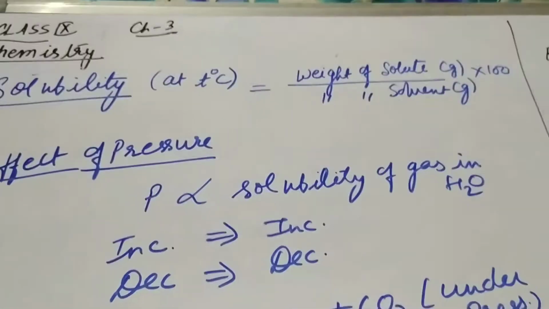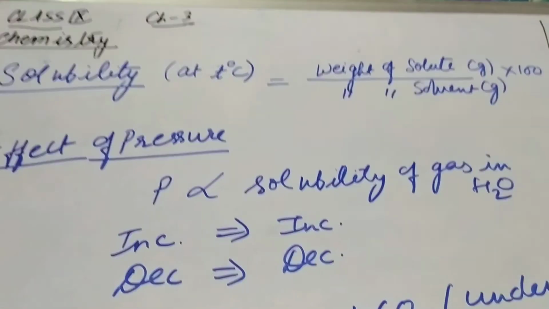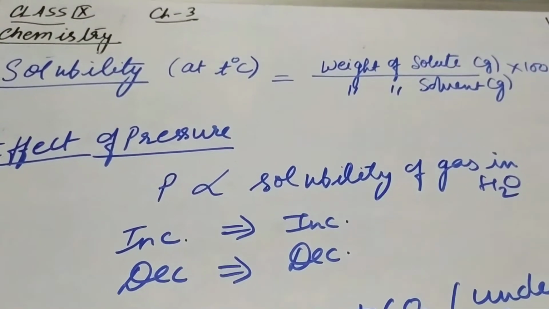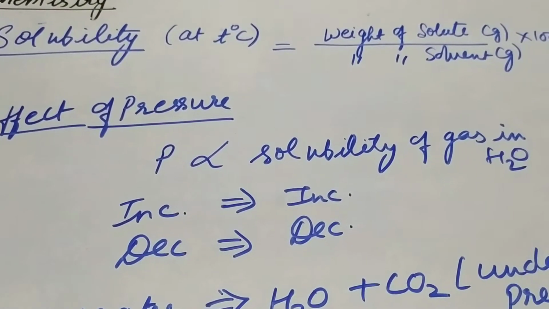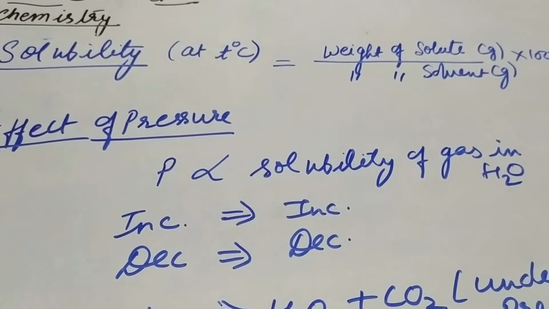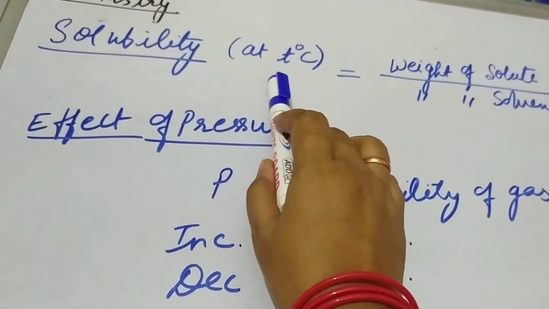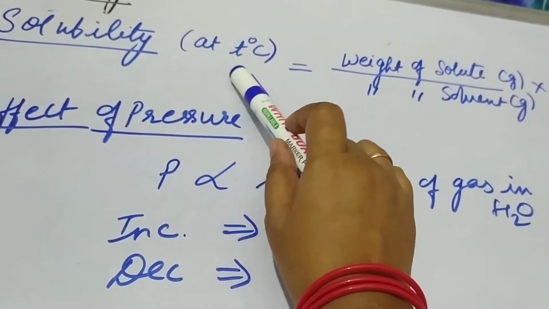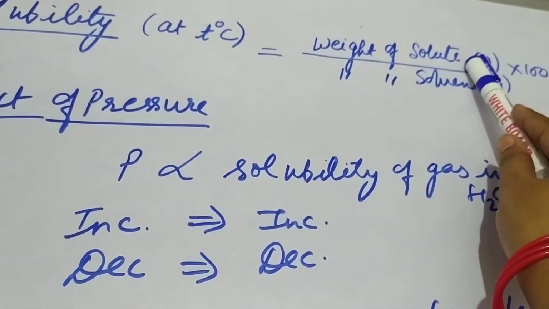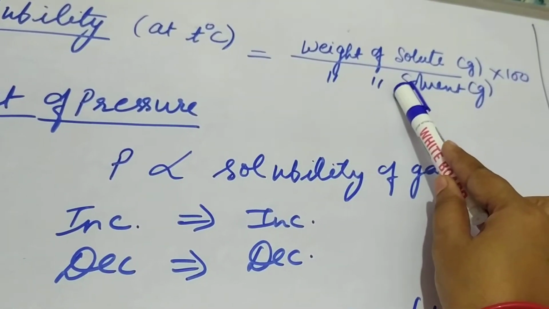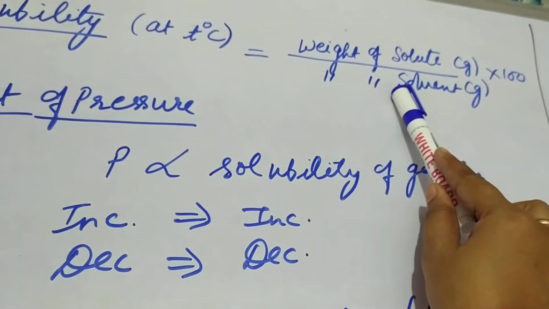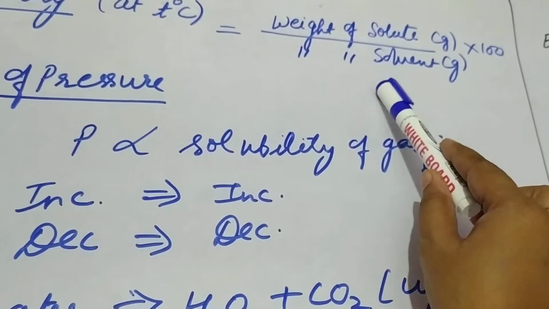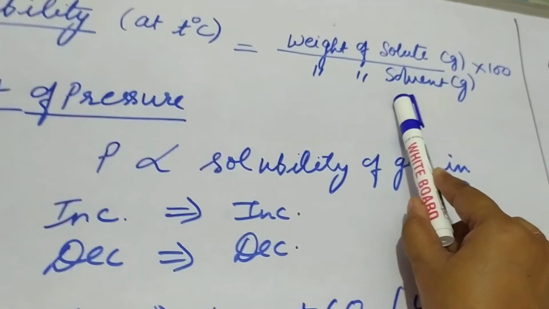Dear students, in this video we'll deal with the next topic of chapter number 3, that is solubility. Now what is solubility? Solubility of a solute in a solvent at a particular temperature, that is T degrees Celsius, is defined as the maximum amount of solute dissolved in 100 gram of solvent at that particular temperature.